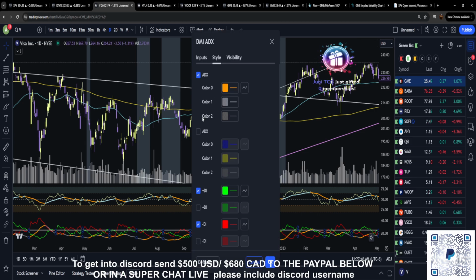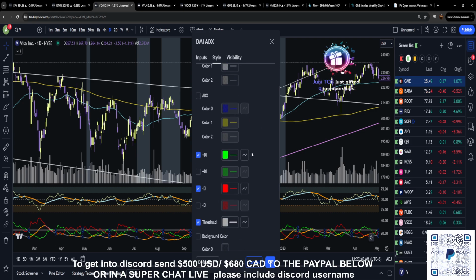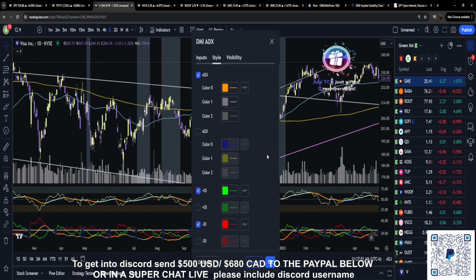Okay, and then here's the stuff. Here's the colors and stuff that I've changed it to. So here's all the stuff that I've changed it to, so you guys can copy all this down if you want to as well.